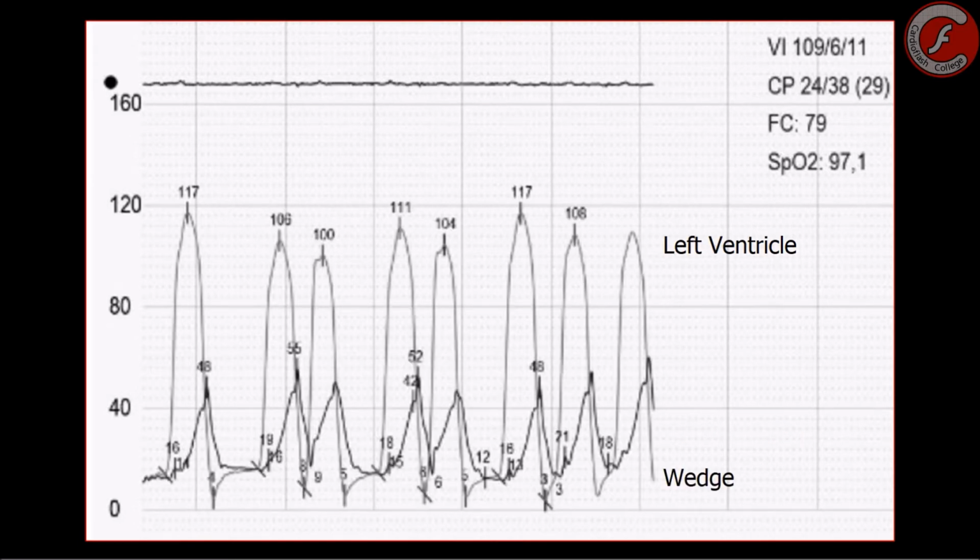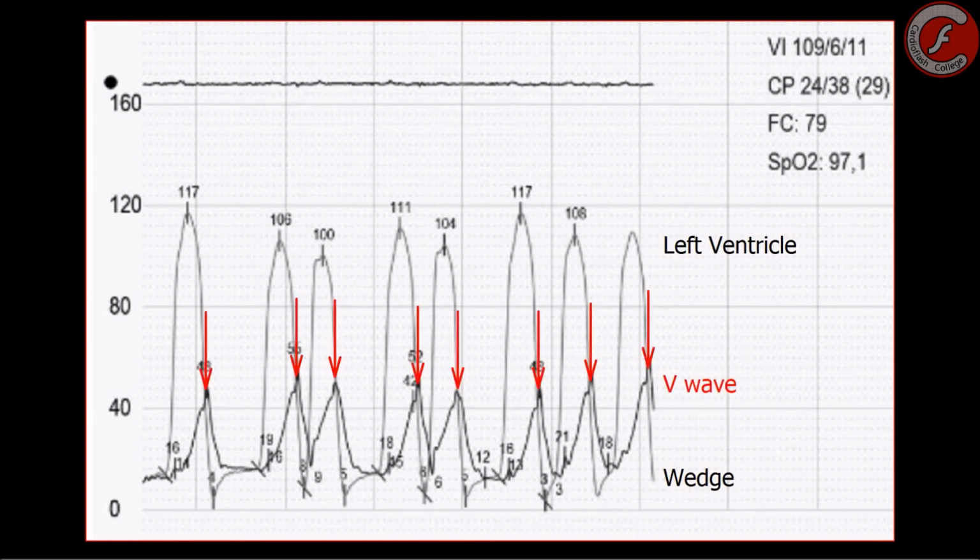Finally, when the balloon catheter impacts with the most distal segments of the pulmonary arterial system, it is possible to isolate and register the pulmonary capillary wedge pressure. This is usually a reflex of the pressures of the left atrium, and so we can find the typical pattern of the venous pulse previously described in the right atrium.